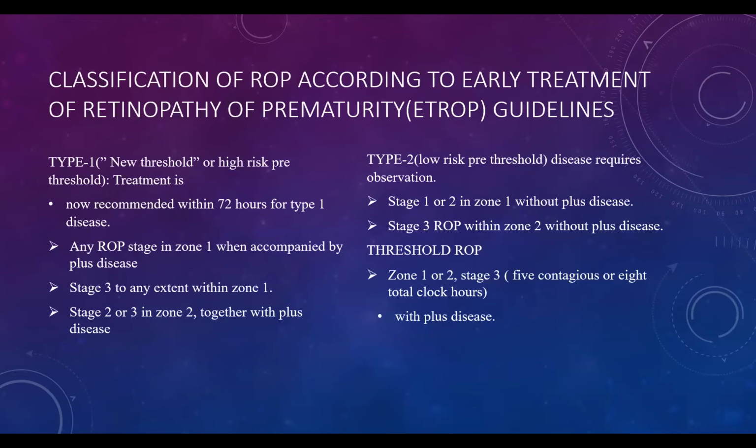Classification of ROP according to the Early Treatment of Retinopathy of Prematurity is type 1 and type 2. In type 1, treatment is recommended within 72 hours, whereas in type 2, observation can be done. Threshold ROP is zone 1 or zone 2 with stage 3 with plus disease. In stage 3, 5 contiguous or 8 total clock hours are to be involved.